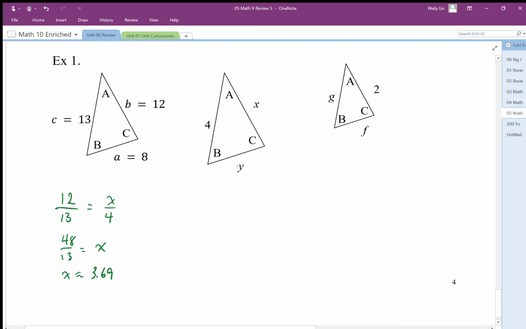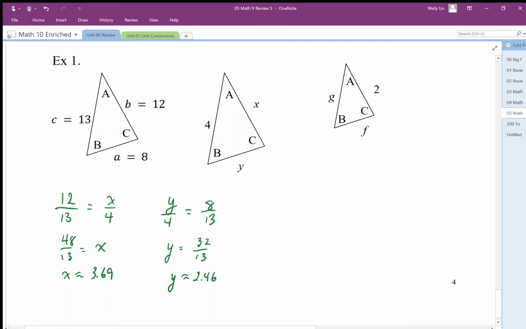I'll do the same thing for y. I'm going to say y compared to 4. So this is comparing two sides of the same triangle. And I'm going to compare the same two sides. So 8 compared to 13. And again, we're going to cross multiply this. So we get 32 over 13. And y is approximately equal to 32 divided by 13, which gives us 2.46. So it's not a really nice number, but again, we know the math is correct because we use a times and divide relationship.